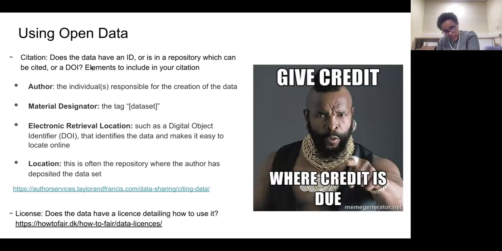Right. And then an important aspect, like I was mentioning, when using open data is citation. To be able to use open data, you have to give credit where credit is due. So does this data have an ID? Things to always look at: does the data you're looking at have an ID, or is it in a repository which can be cited? This is especially tricky with, for example, GitHub resources. Does it have a DOI? When they have a DOI, when they have an ID, this can be relatively easy to cite. But sometimes they do not, and that becomes a tricky part.